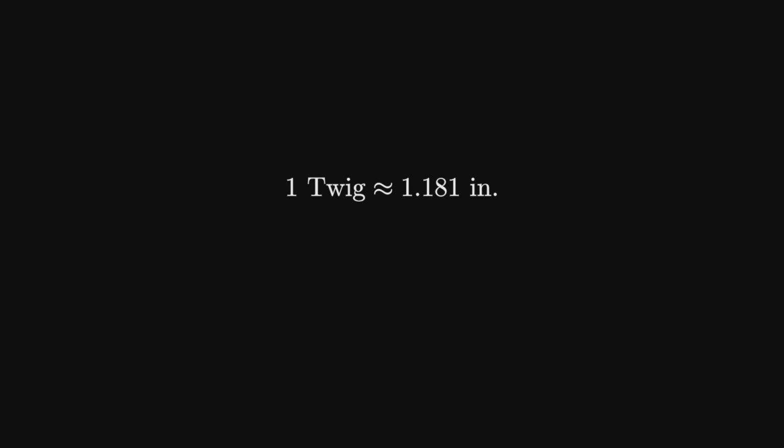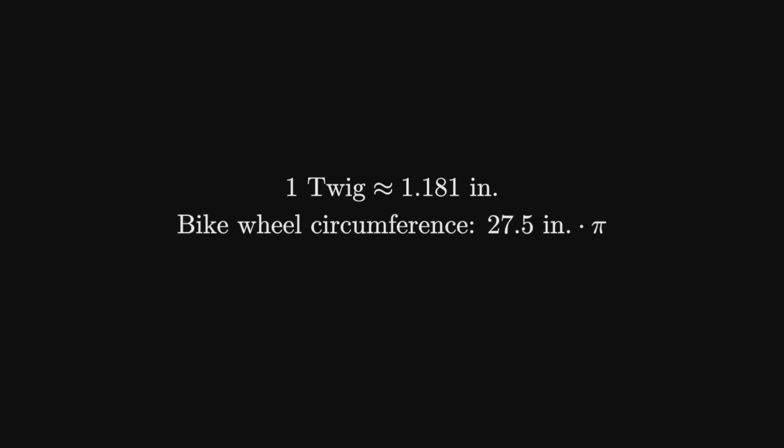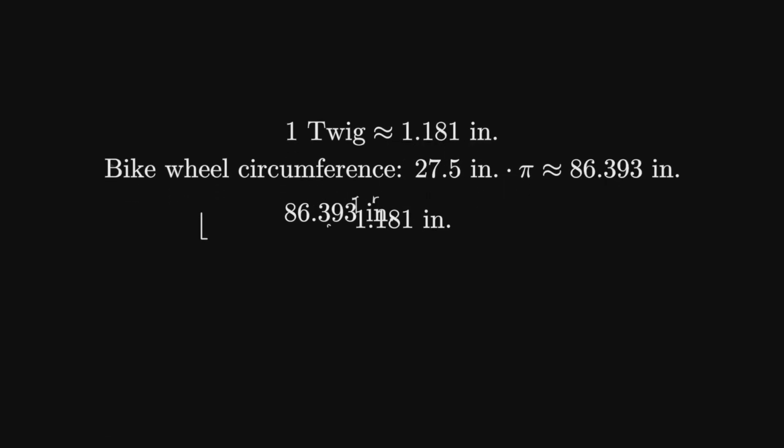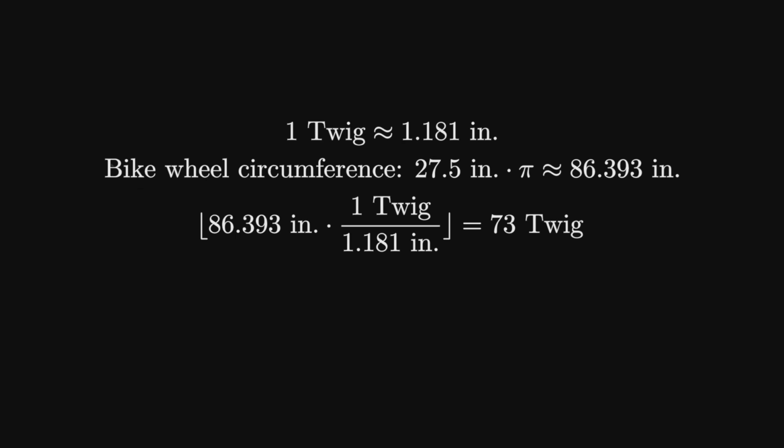Next, we're going to go ahead and use the bike wheel's diameter. Now, in order to find the circumference, we just multiply by pi. Next, we divide it. Taking the floor of that, we get about 73 twigs, or about 73 grooves on the tire.